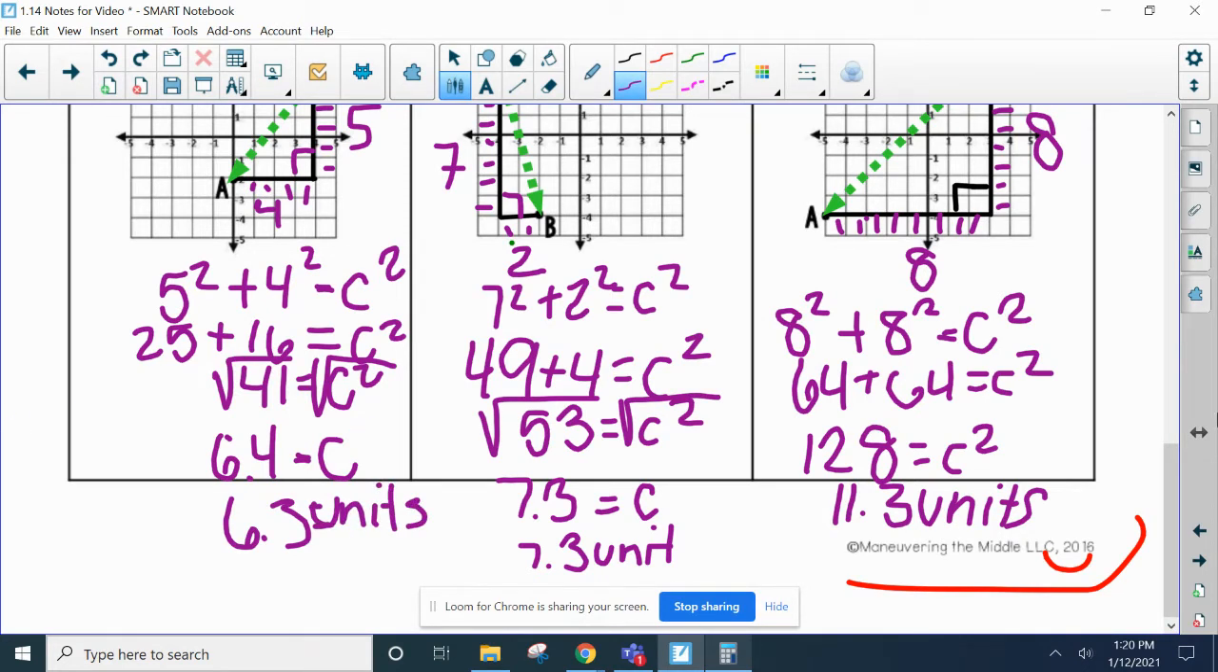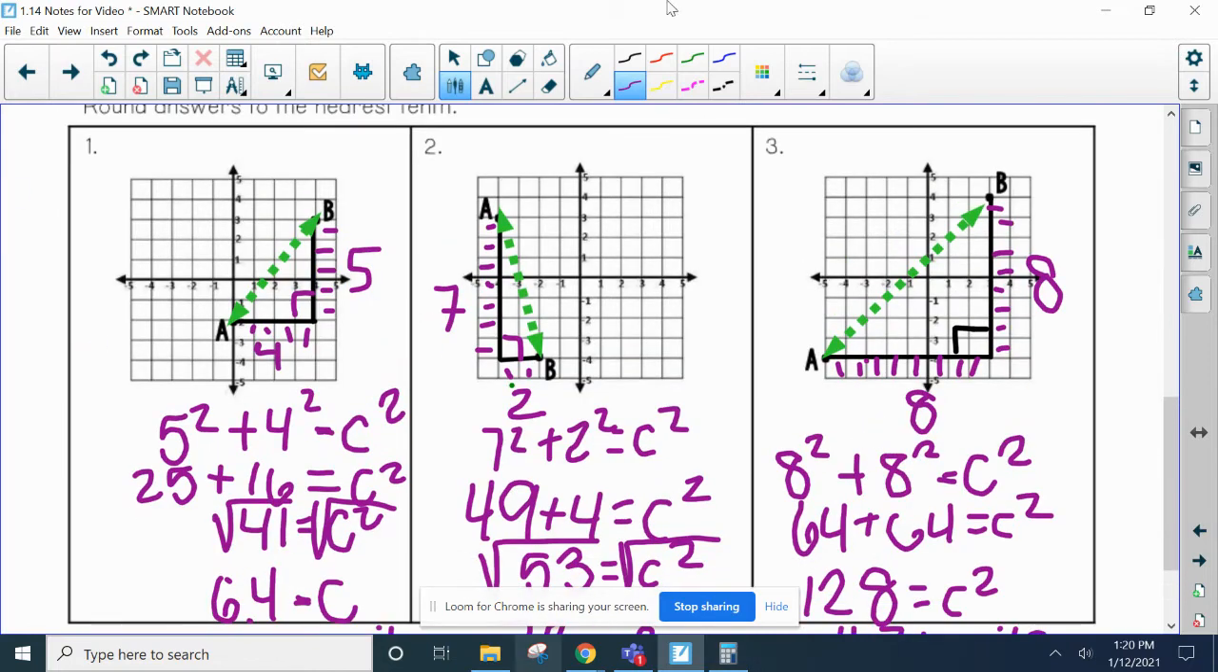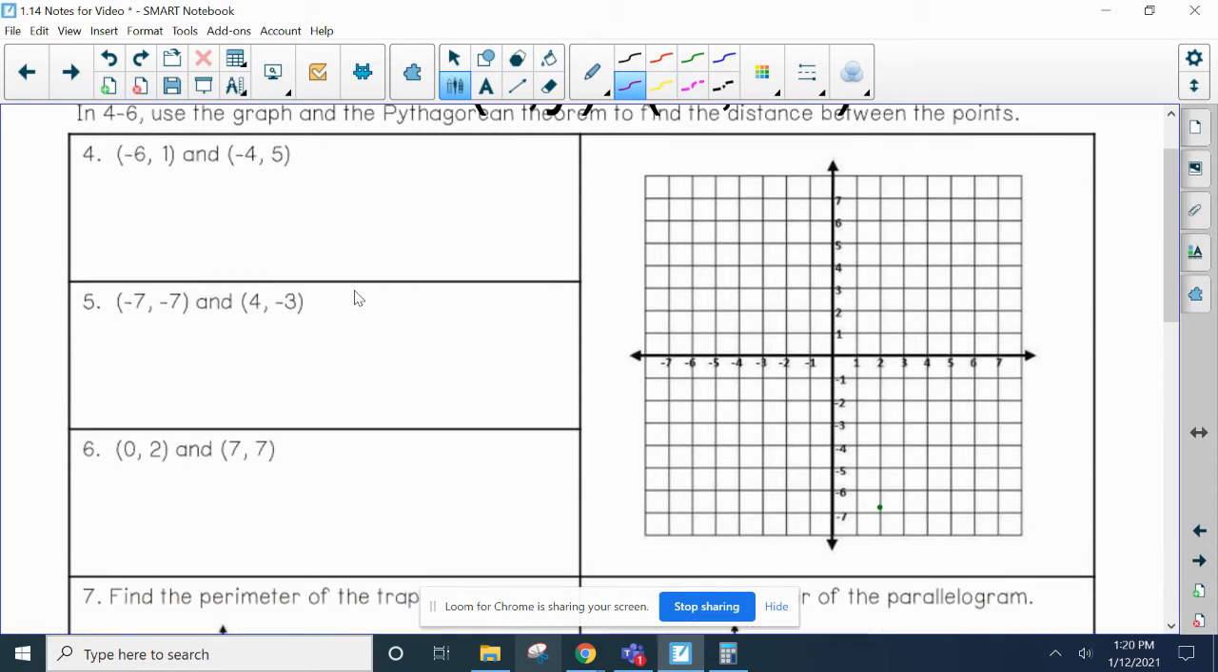Awesome. Did you get that right? If you didn't, do you see what you did wrong? Did you count your units wrong? Did you use the wrong side? When we're doing the distance formula on here, finding the diagonal, we're going to be missing the c. So make sure you plug those in for the right parts. All right, so we're going to go ahead and do some more.